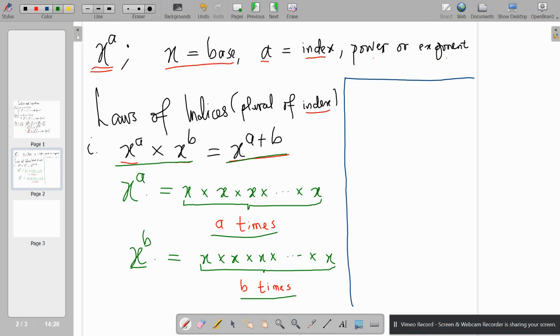I'm going to give us some instances. Let's take a look at maybe 2 raised to power 3 times 2 raised to power 5. What does this mean? This simply means that 2 multiply itself 3 times, and this other 2 here multiply itself 5 times. So the question now is, how many times do we have 2? That is 8 times. But how do we show that? We say this is 2 to the power 3 plus 5, and 3 plus 5 will give us 8. So with that, we have simplified this to be equal to this.